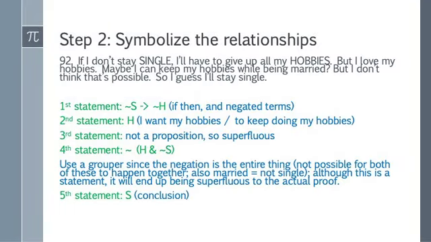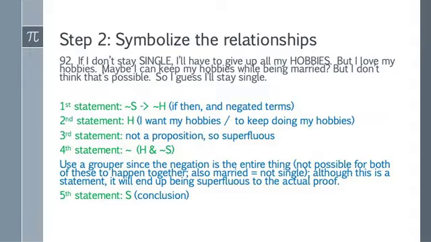Step 2, symbolize the relationships in the argument. Okay, so now read through and code each of the lines. The first statement says, if I don't stay single, I'll have to give up all my hobbies. So if not S, arrow, not H. There's an if-then, and it has negated terms, right? But I love my hobbies. So this implies H, right? I want my hobbies. I want to keep doing my hobbies.